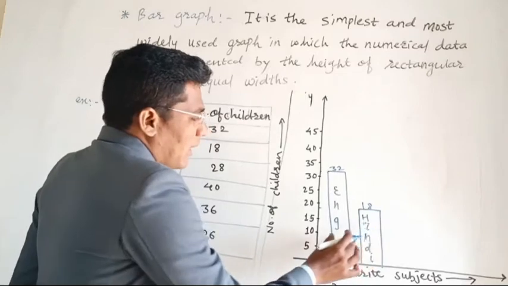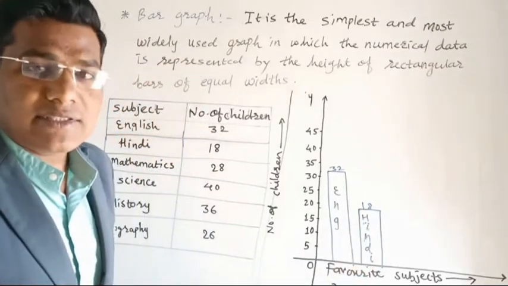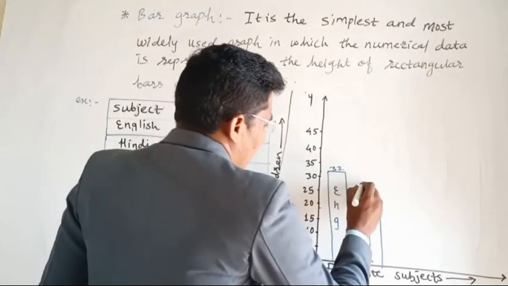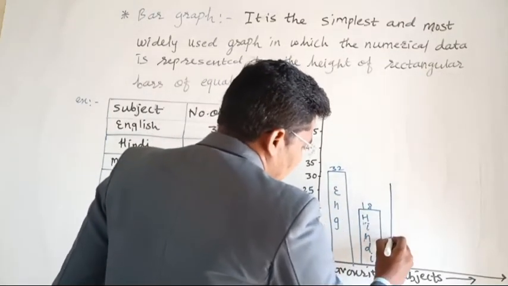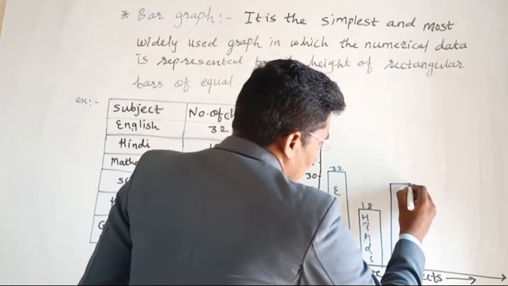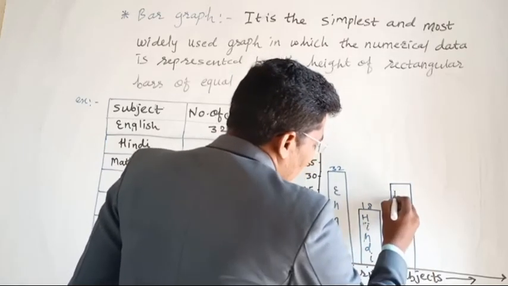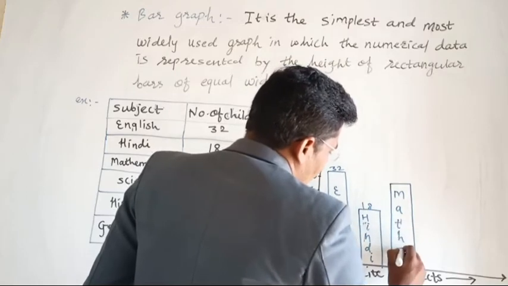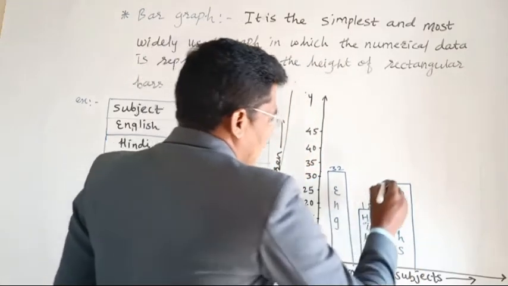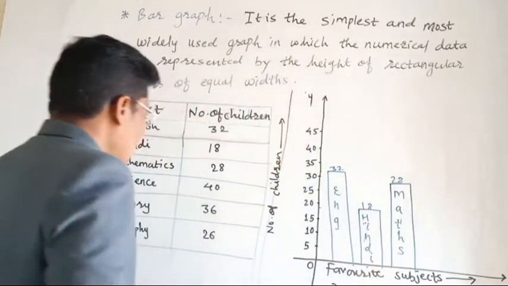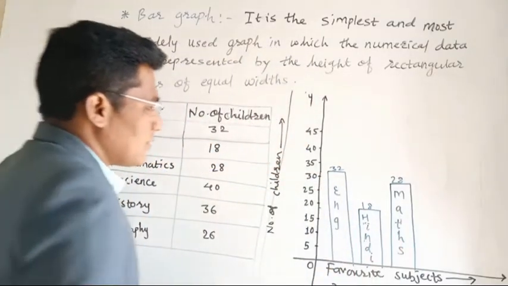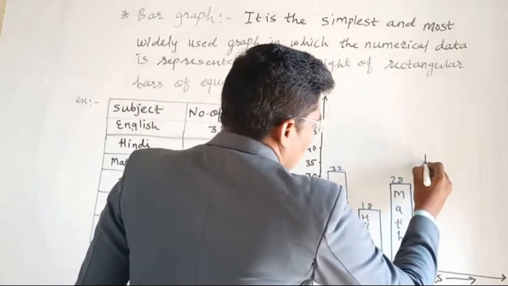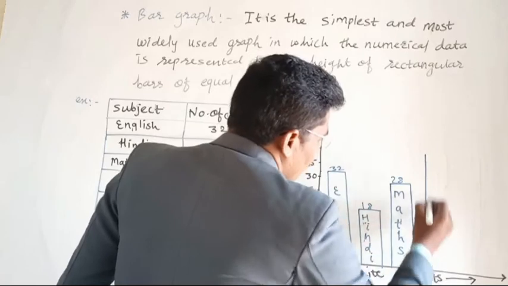The size of the bars has to always be the same. Now the next one is mathematics, 28. 28 will be here, and I will draw the mathematics here, and it will be equal to 28. Now the next one will be science. Science is equal to 40, and 40 is here, so I will make one bar of 40.